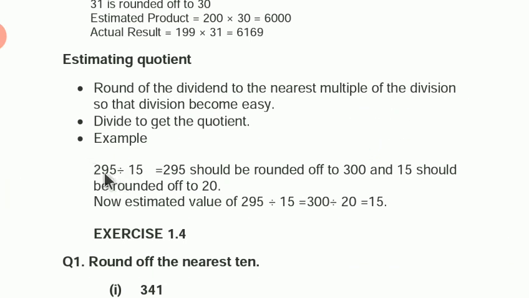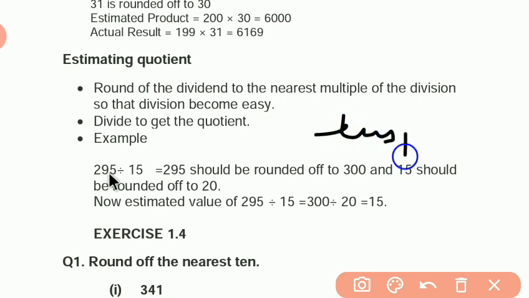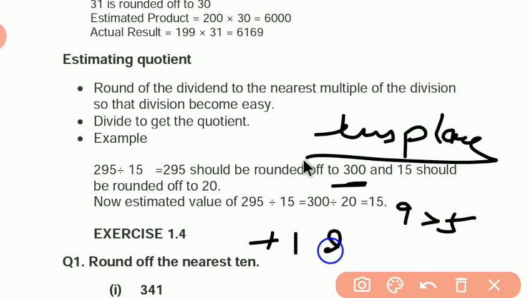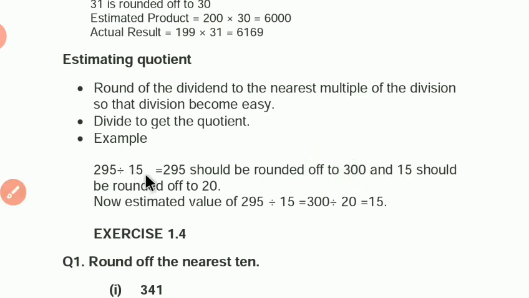For the nearest 100 we have to see its tens digit. So first we will replace the last two digits by double zero. So double zero we have written. We have to see its tens digit. The tens digit is 9, which is greater than 5. It means we have to increase the 100 digit by plus 1. So 2 plus 1, 3. It means 300 is near to 295.